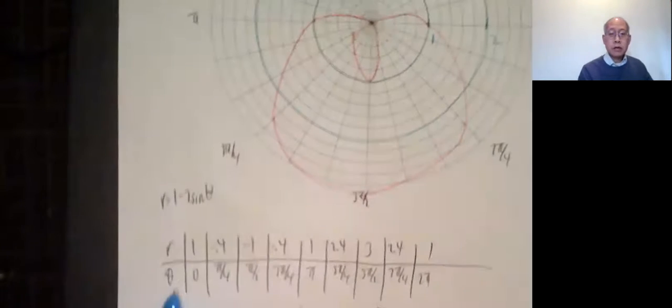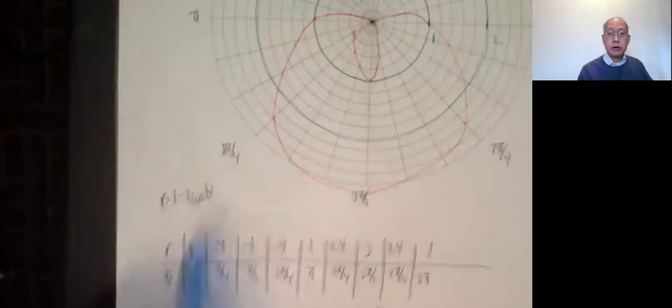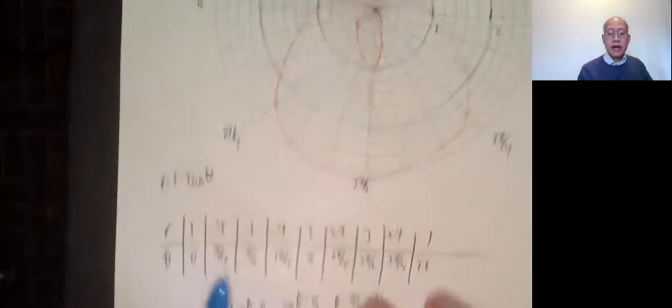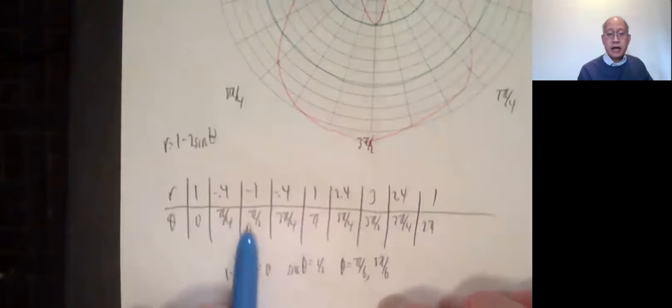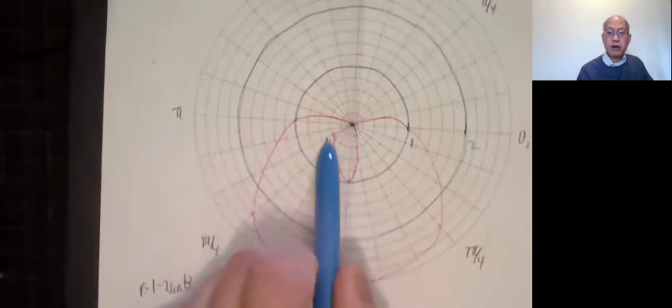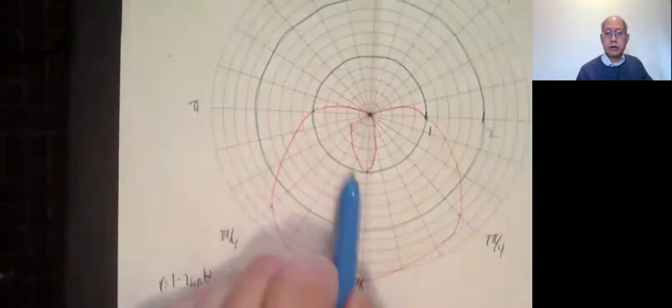Okay, so here we go. At 0, R is 1. I come into the pole at 30 degrees. So at 30 degrees, I come into the pole. And then at pi over 4, I'm at negative 0.4. So I back up 0.4. And then pi over 2, 90 degrees, I back up 1. So it goes like so.